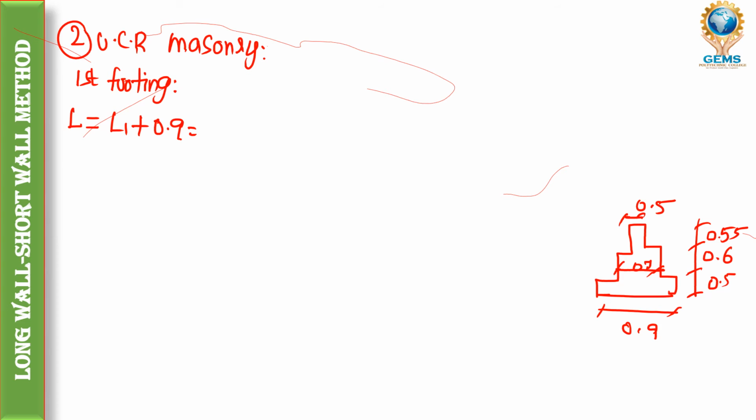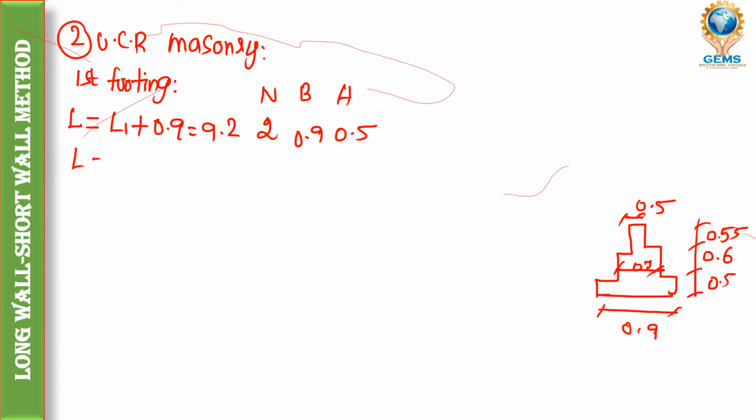L1 value is 8.3. So 8.3 plus 0.9. Okay. So what will we get? We will get 9.2. Okay. So here the number n is 2, then breadth, height. Breadth is 0.9, then the height or depth is 0.5. Okay. So this is for first.